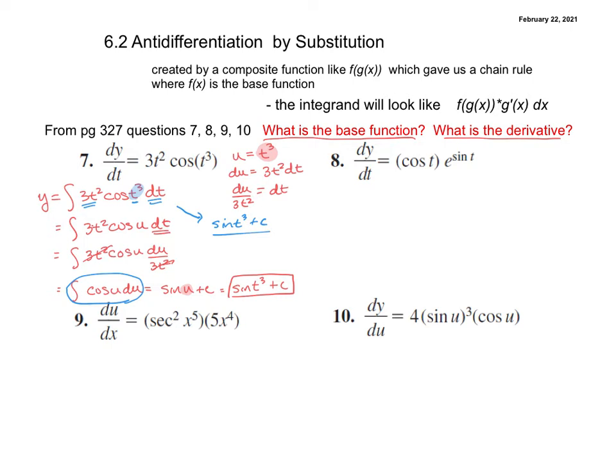All right, let's take a look at example 8. Here we have dy dt equals the cosine of t times e to the sine of t.